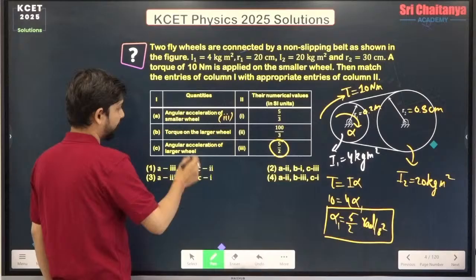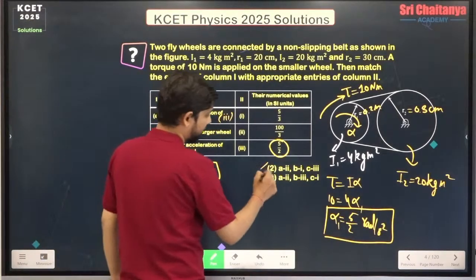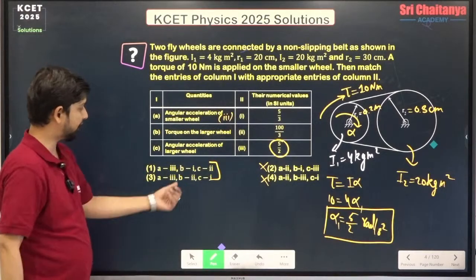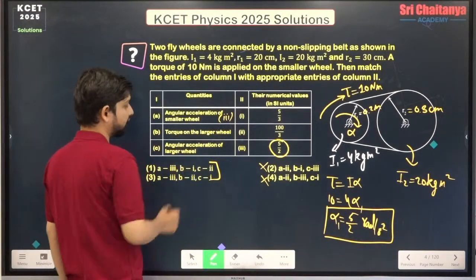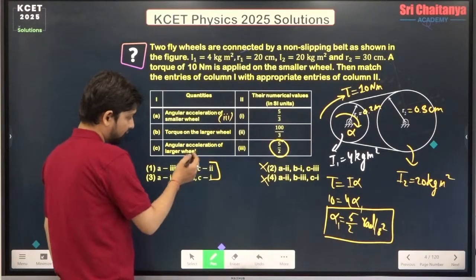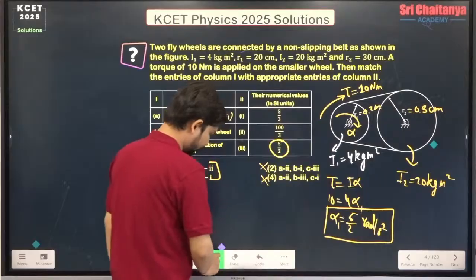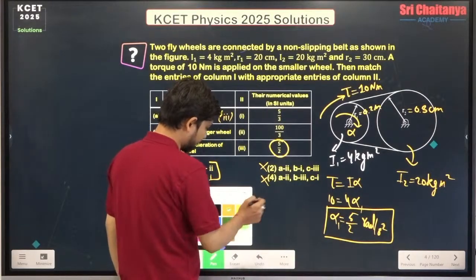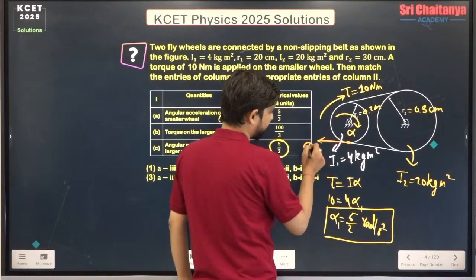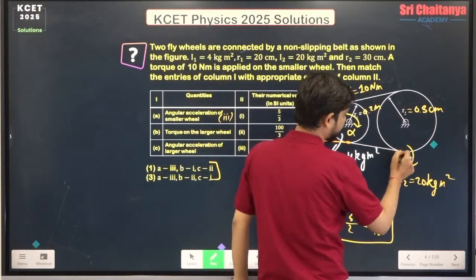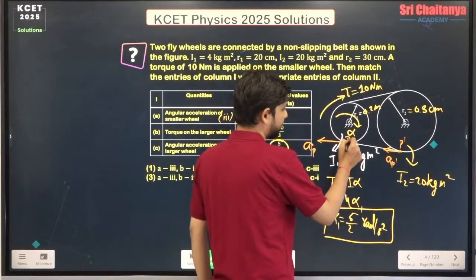So you can see here, if I choose the third, these two options may be correct. These are already rejected. Now we have to find any other option. So we can select the angular expression for the larger value. If there is no slipping, you can select the velocity of this point P, which should be equal to the velocity of this point P dash.